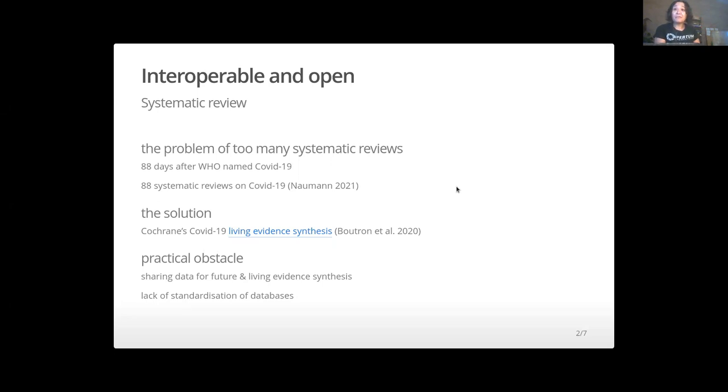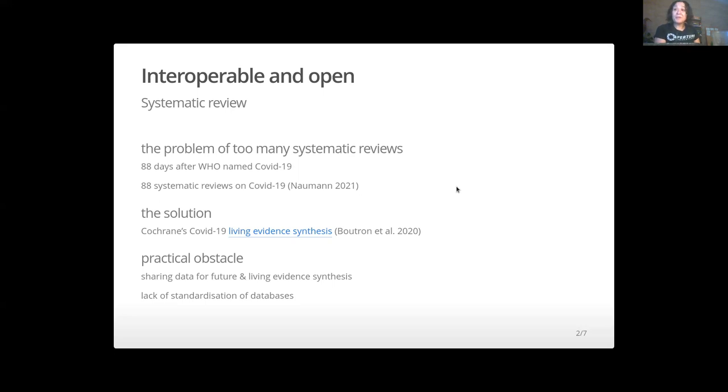Now, Cochrane have provided a solution to this problem with a living evidence synthesis, which is great, where they regularly update and provide network meta-analysis and systematic review on the research as new research is coming in. However, this provides a practical obstacle for the people who practice evidence synthesis, in that most of us are not computer scientists by training. We're statisticians, ecologists, psychologists, and people in medicine. So whilst it's all well and good to aim for principled data sharing, actually doing it is another thing altogether.